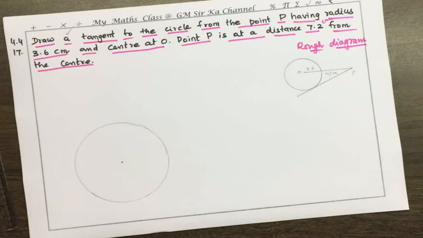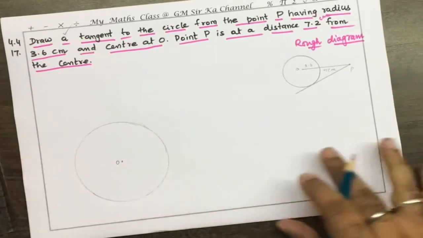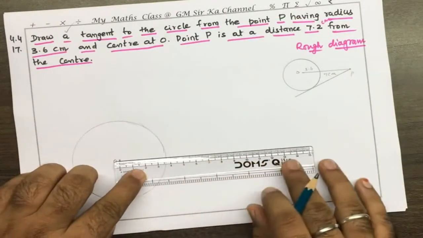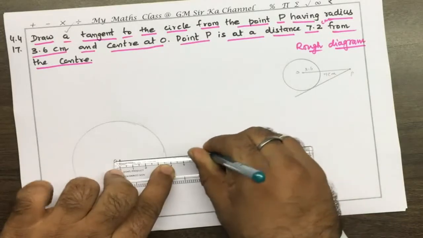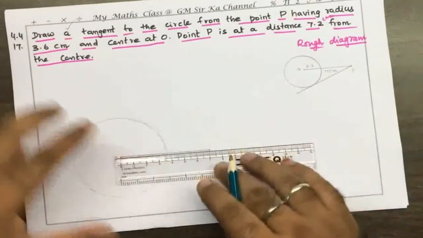And from the center O, we have to take the point 7 centimeter away, point P, and join both the dots. This is the point P.